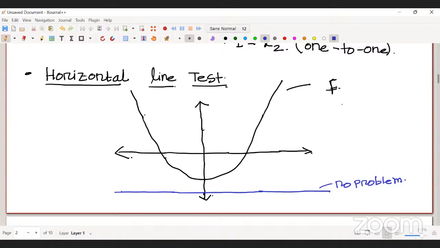So let's say one more horizontal line. If I draw this horizontal line, as you can see, it passes through this given curve more than once. One point is here and another one is here. So the image of this function at x1 and x2 are the same. When a horizontal line passes through this curve more than once, that means I can have two different elements x1 and x2, but their images are the same.